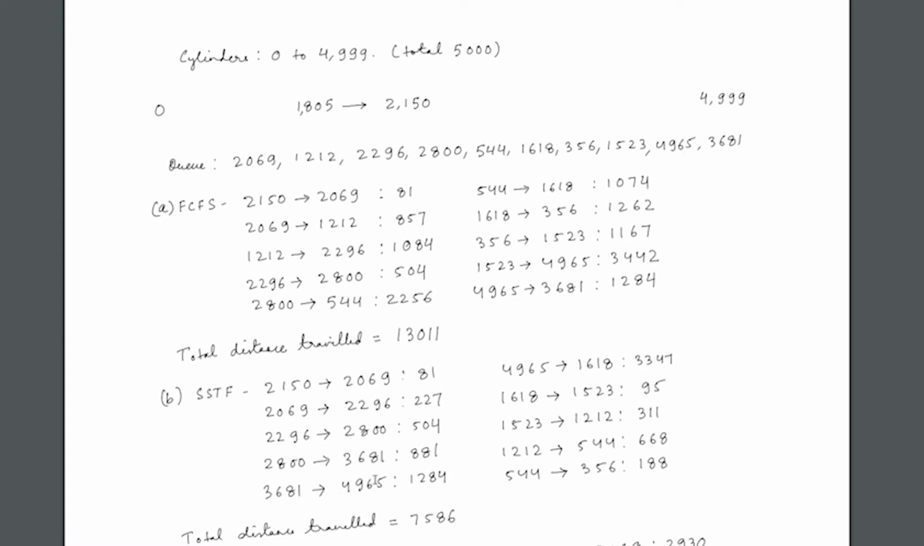When the disk heads reach 4965, they move back to 1618. They cannot go to, for example, 1523, because 1618 is the closest to 4965 when the disk heads have already reached 4965, and so on and so forth. And when you take all of these differences and add them, you get 7586 as the total distance traveled.